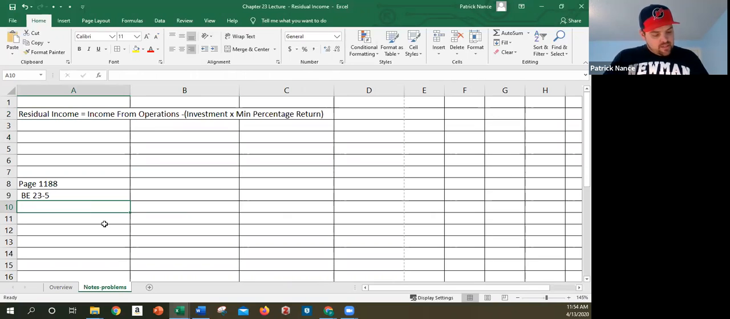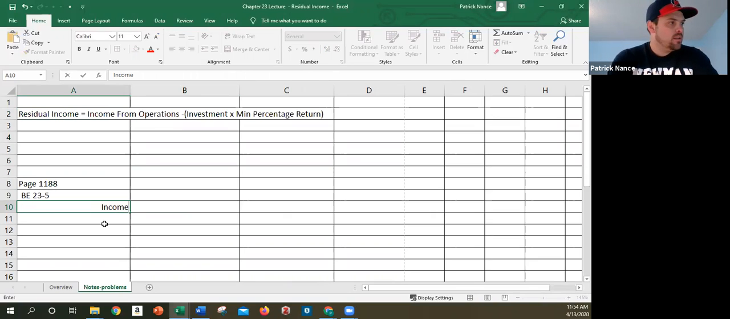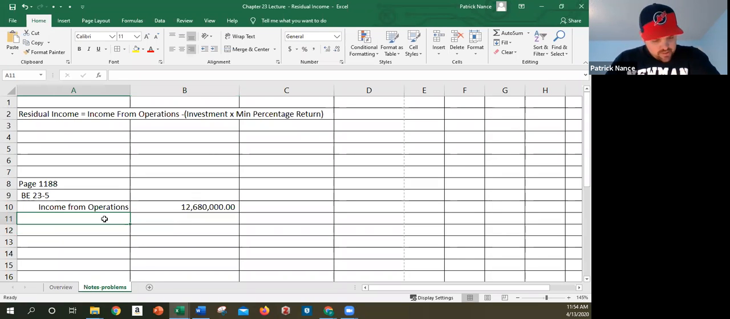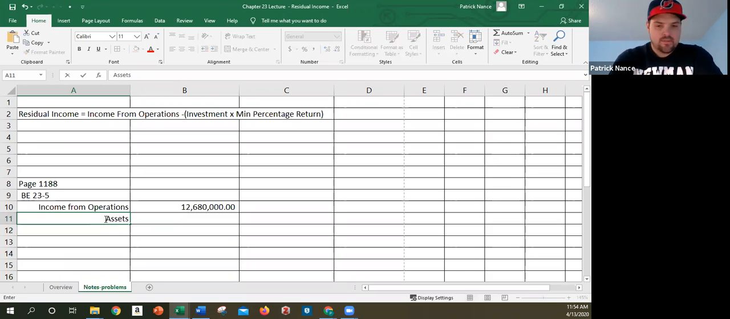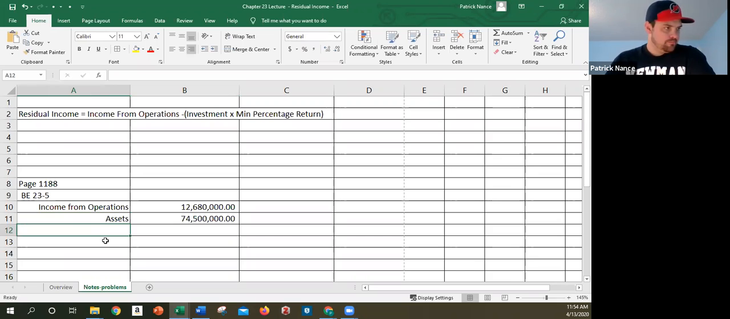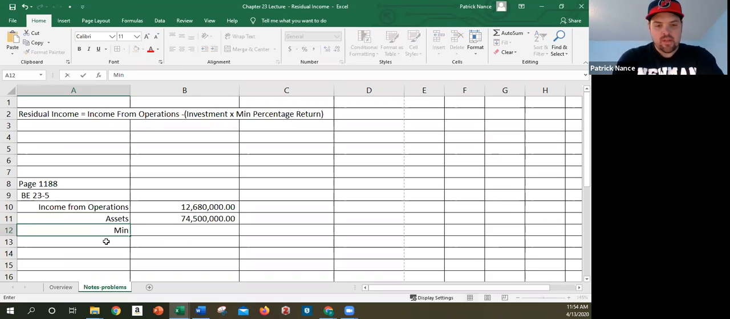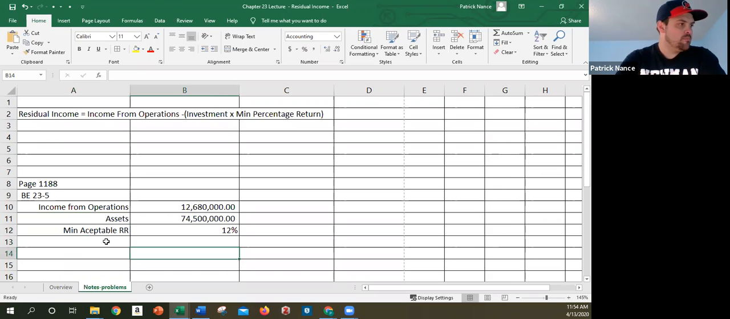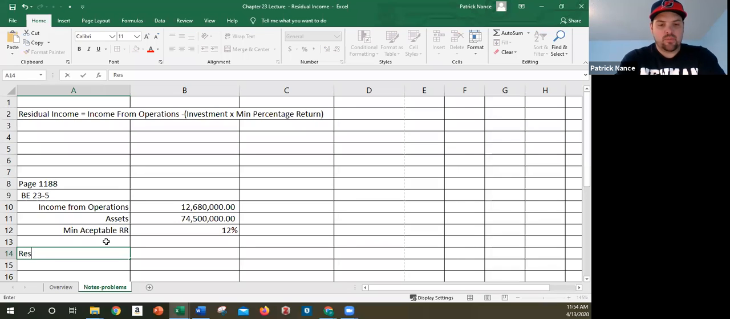So 23-5, it says the commercial division has income from operations of $12,680,000. And it goes on to say it has assets of $74,500,000. And it tells us that the minimum acceptable rate of return is 12%. So now I'm going to look at what the residual income is.